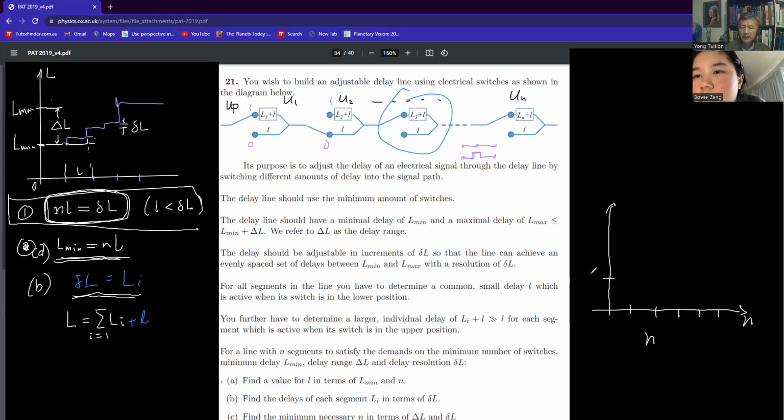But that's a linear equation, isn't it? If that is L, that is proportional to n. Every time it's just adding L. Can you see? That is how to work out the minimum delay. But for the maximum delay, I think I can figure out what they are doing now. For the maximum delay, we don't need that many n.